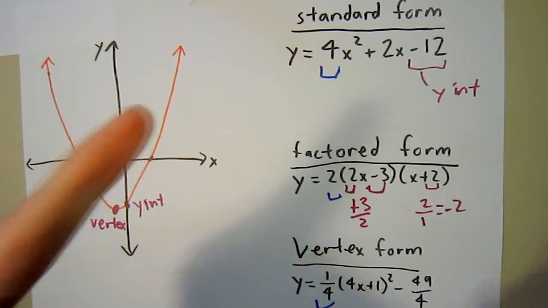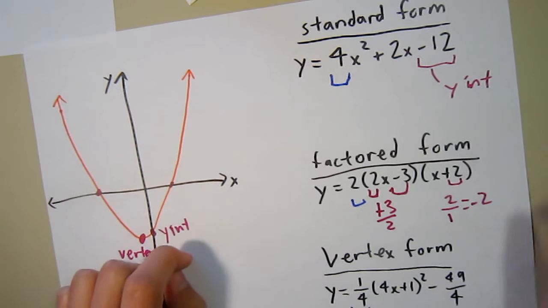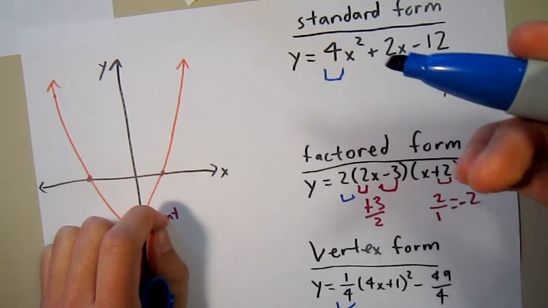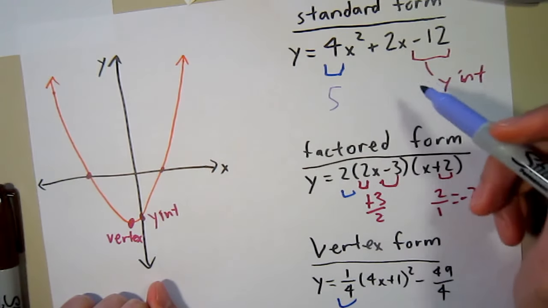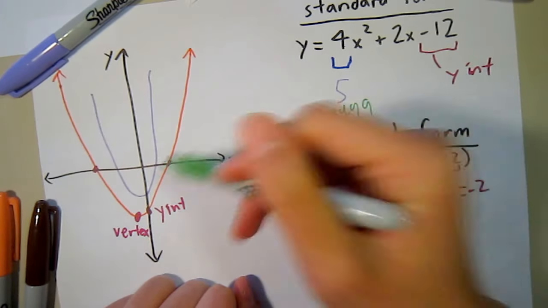Number one, how skinny or fat it is. Number two, if it opens upwards or downwards. So the bigger the number, the skinnier it is. The smaller the number, the fatter it is. So if I replace my 2 with a bigger number, let's say 5, it's going to be skinnier. If it was 9999, it'll be even skinnier.